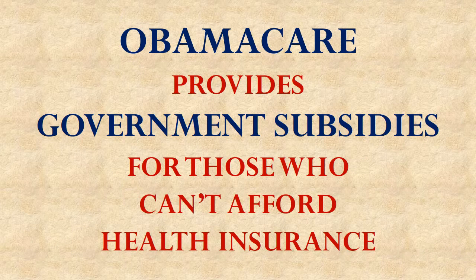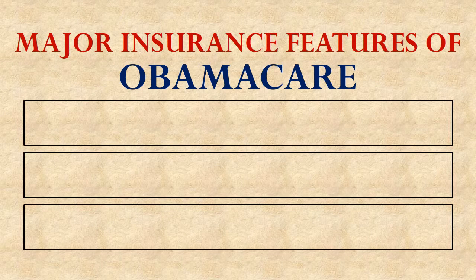For those who can't afford to buy the insurance, the government provides subsidies. In other words, government payments to those people in some form to help them afford to get the insurance. After having made sure that everyone is going to try to buy insurance of one sort or another, or have their employers buy it for them, so everyone's trying to get insurance, Obamacare also ensures that the insurance has certain features.